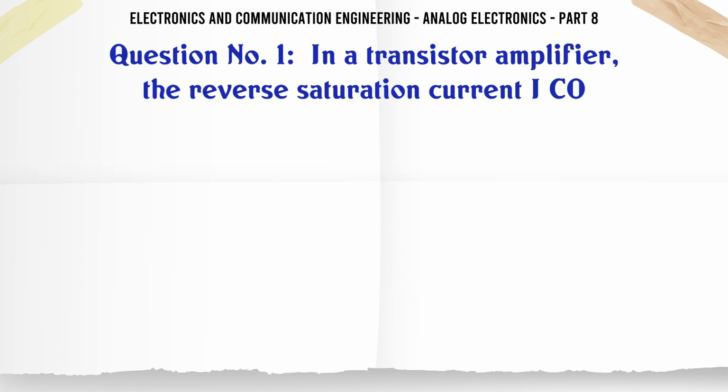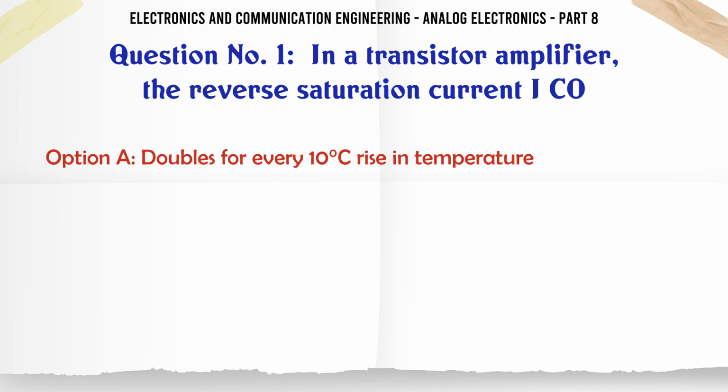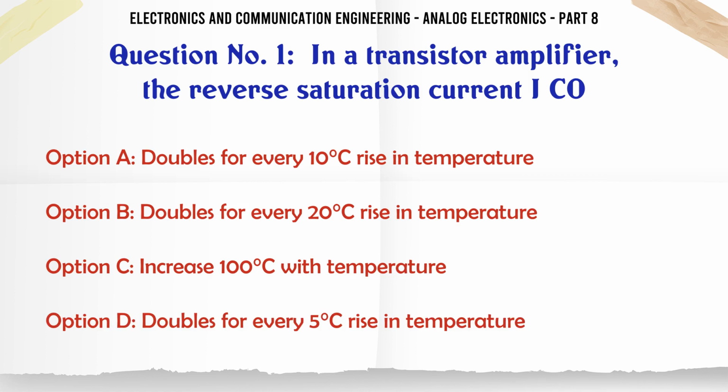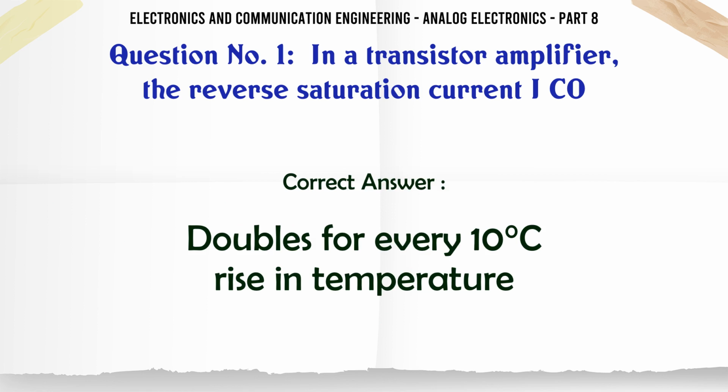In a transistor amplifier, the reverse saturation current I CBO: A, doubles for every 10°C rise in temperature. B, doubles for every 20°C rise in temperature. C, increases 100°C with temperature. D, doubles for every 5°C rise in temperature. The correct answer is doubles for every 10°C rise in temperature.